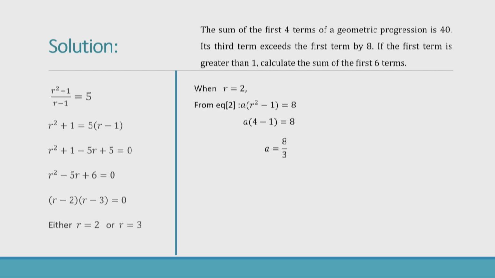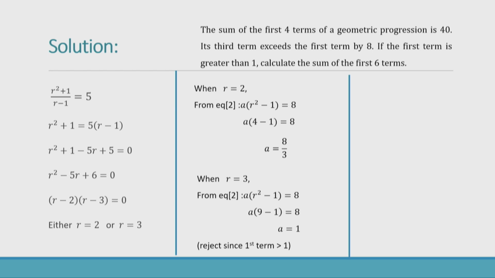We now replace. When r equal to 2, we substitute into equation 2, which was a into (r square minus 1) equal to 8. I replace r by 2 and I get a equal to 8 over 3. When r equal to 3, I find the value of a, I replace into equation 2 and I get a equal to 1. But I will reject r equal to 3 because here a is 1 and we were told in the question the first term is greater than 1. So we reject r equal to 3.